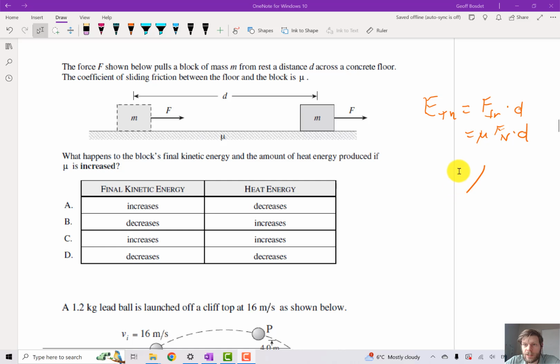So yeah, if we increase mu and everything else stays the same, we're going to increase our thermal energy created. We've got a given amount of work that's going to become thermal energy and kinetic. So if we increase our coefficient, if we increase our force of friction, we will increase the heat energy created, but that means we've got less energy left over from our work to be kinetic.